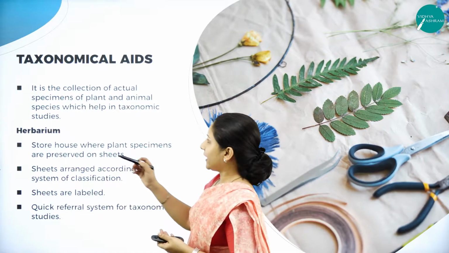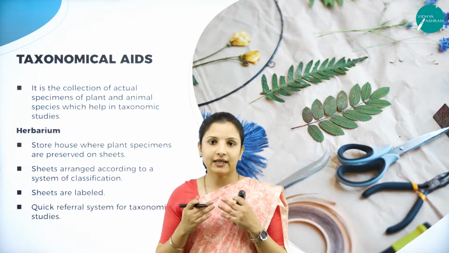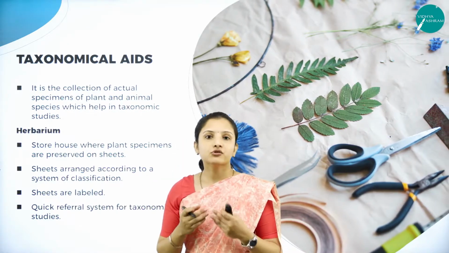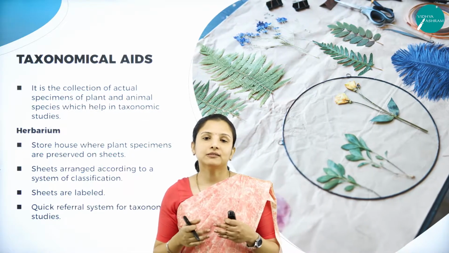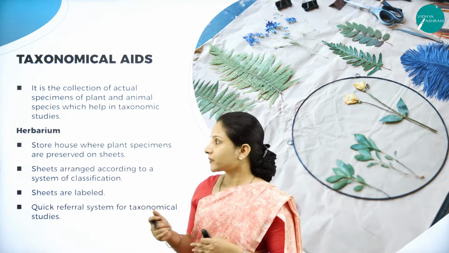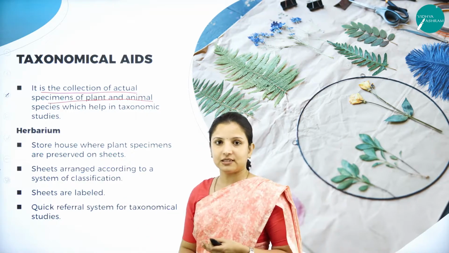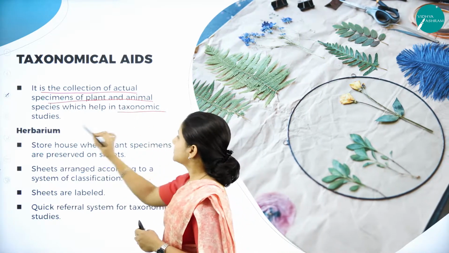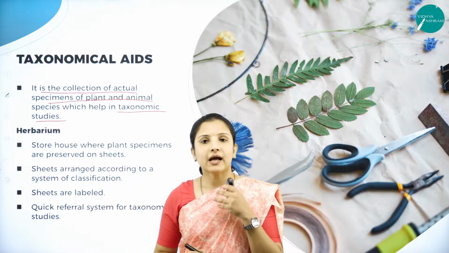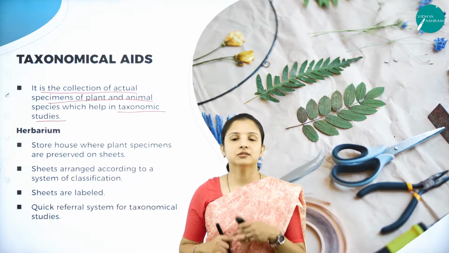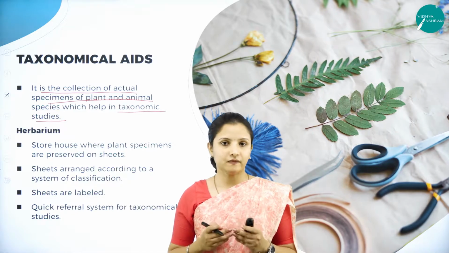So taxonomical aid is the collection of actual specimens of plants as well as animals, and these usually help in taxonomic studies, or they help in making us understand taxonomy even better. So there are different taxonomical aids. We have herbarium, botanical gardens, zoological parks, and many more. So we shall study about these one by one.